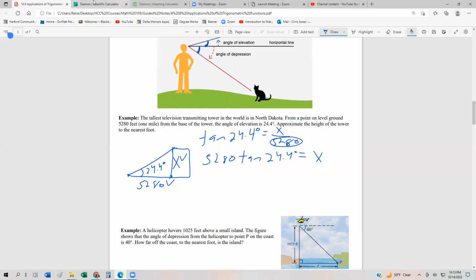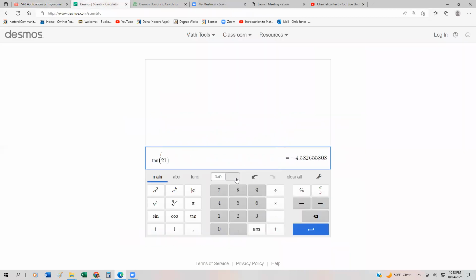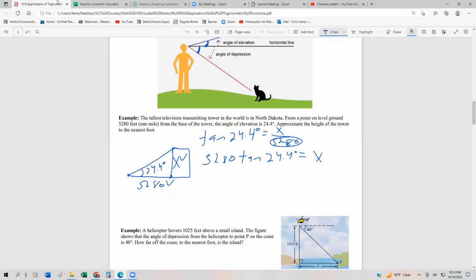And then we can just shove that into our calculators, making sure we're in degree mode. So we have 5280 tangent of 24.4, and that gives me, to the nearest foot, 2395. So 2395 in feet is equal to x. Okay, so it says the nearest foot.